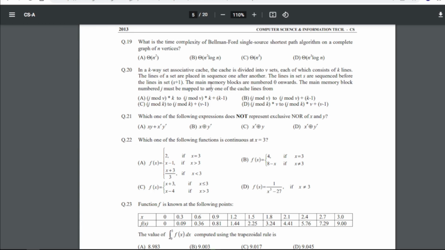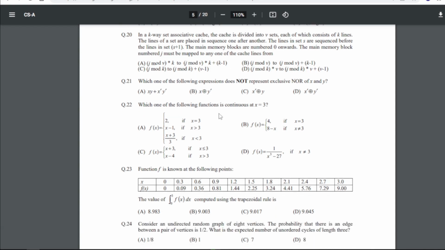20th is on a k-way set associative cache. The cache is divided into v sets, right? Each of which consists of k lines. The lines of a set are placed in sequence one after another. The lines in set S are sequenced before the lines in set S plus 1. The main memory blocks are numbered 0 onward. The main memory block numbered J must be mapped to any one of the cache lines from... So if you solve it, you will get the answer as A, that is j mod v multiplied by k to j mod v multiplied by k plus k minus 1.